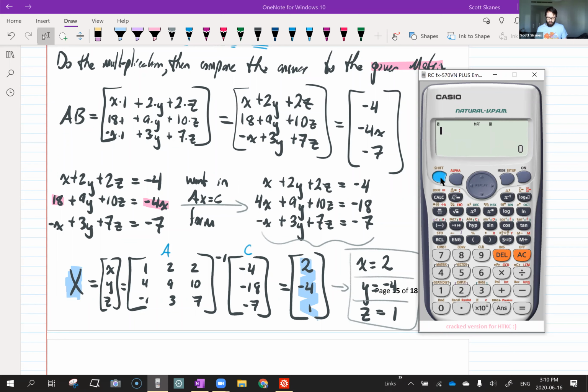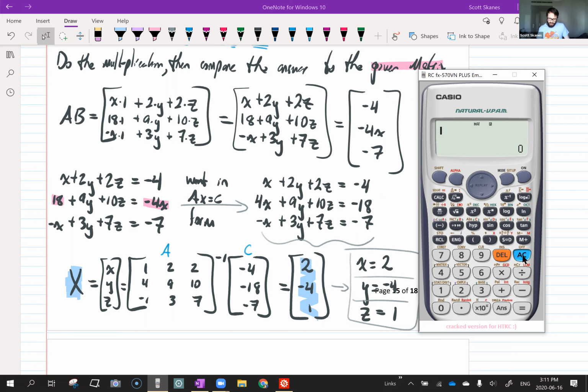Go to shift 4. If you're not practicing this, I guarantee you're going to make a mistake when you have to actually do it. I need to dimension a new matrix. I need to make the dimensions of a new matrix C. So hit 1. And then I want to set up a matrix. I'll call it C. And it says what size is the matrix? It's 3 by 1. So that's option 3. And now put in -4, -18, and -7. Now it's saved. I can see all of my numbers here.